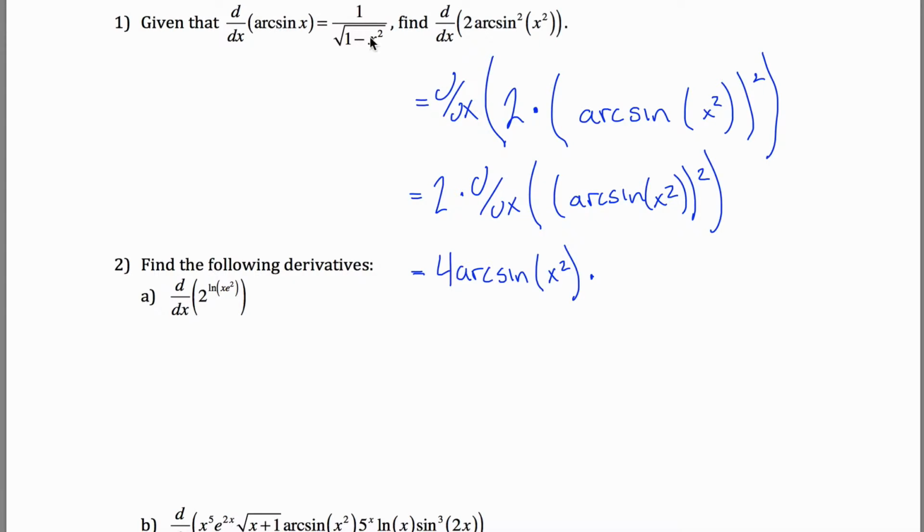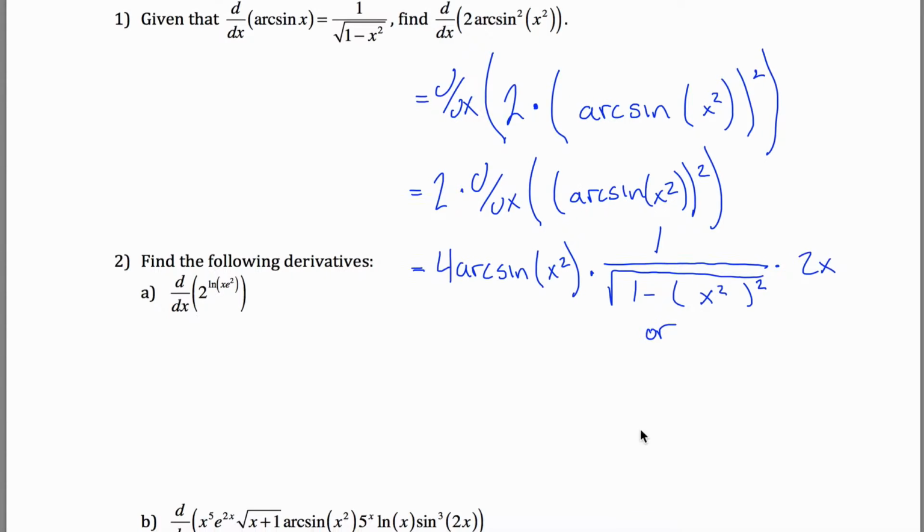Well, the derivative of arcsine of x is this thing. So the derivative of arcsine of x squared would be 1 divided by the square root of 1 minus something squared. But I don't just want to put an x there because I'm taking the arcsine of x squared. So in place of the x here, I'll write x squared. And then I'm still not done. I have to multiply by the derivative of x squared, which is 2x.